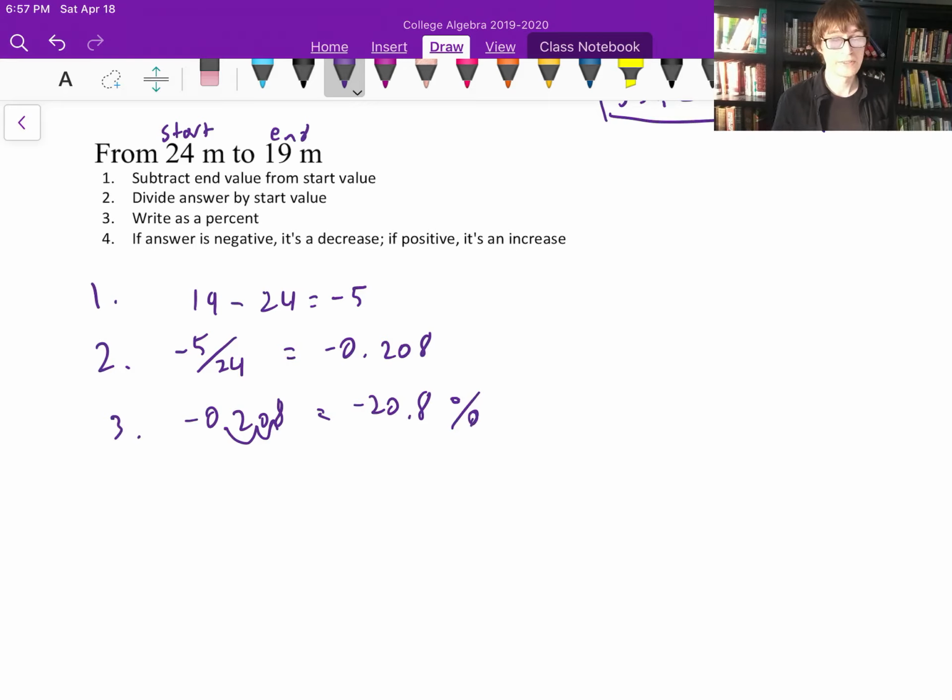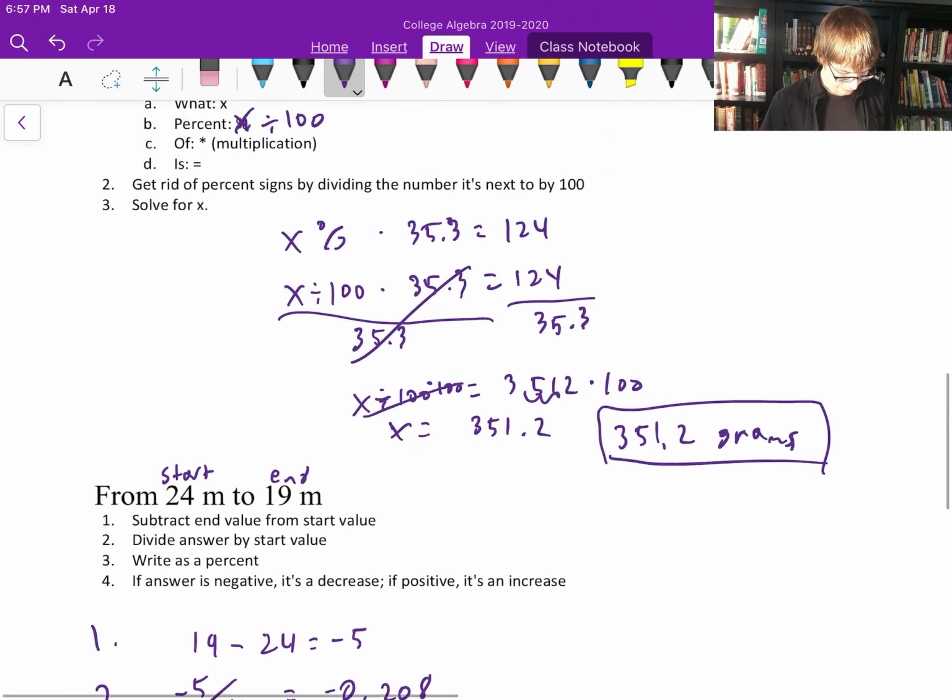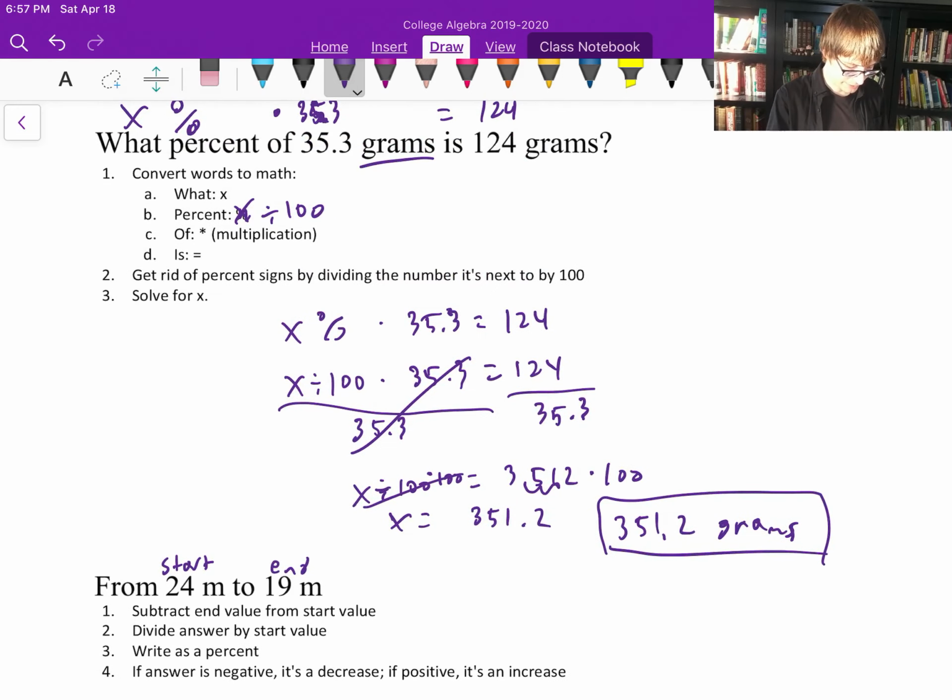Turning a percent into a decimal is just like we did up here. We divided by 100. See, we divided by 100. We turned a percent into a decimal. That's the way to do that.